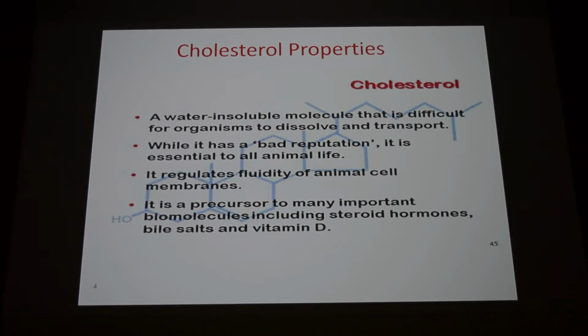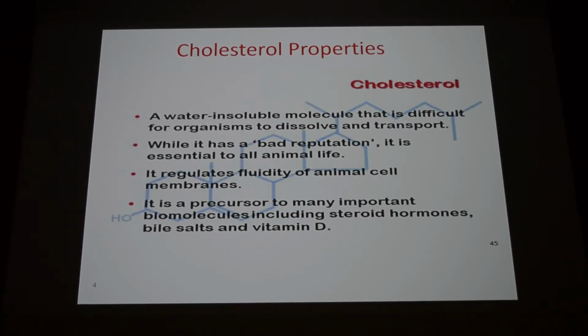It is water insoluble, it is a lipid. So because it is not soluble in water, how is it transported in the body? It is transported in the body bound to a protein called lipoprotein. And next week, I will explain the lipoprotein metabolism in detail. So it has a bad reputation, but as I said, it is essential to all animal life because it is a component of the cell membrane, and because of its presence in the cell membrane, it regulates the fluidity of the cell membrane, and it's the precursor of steroid hormones, bile acids, and vitamin D.